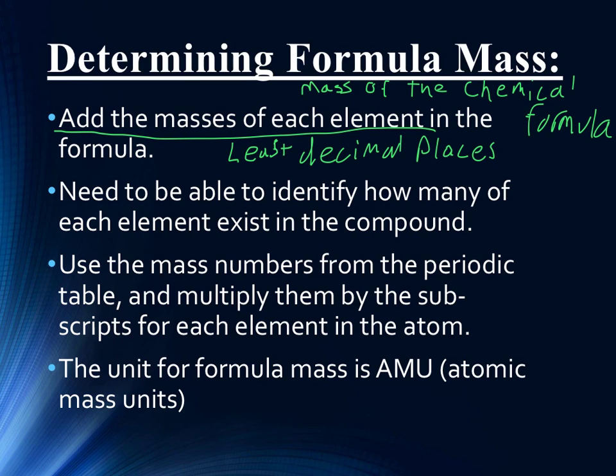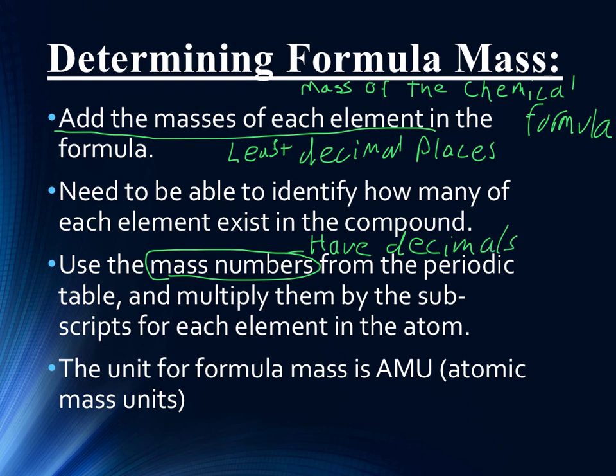In order to do all this, we have to be able to identify how many of each element there are, and those are the subscripts that we just talked about on the last slide. And we use the mass numbers from the periodic table of elements. The mass numbers are the ones that have decimals.